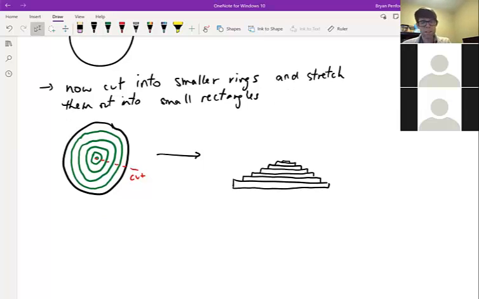So it's not going to be perfect, like I said. It's going to be kind of hard to stretch this out, but we're going to pretend that the circle is stretchy enough that we can form these concentric rings into rectangles. We'll do the best we can. It may not be perfect, but it should be pretty close.